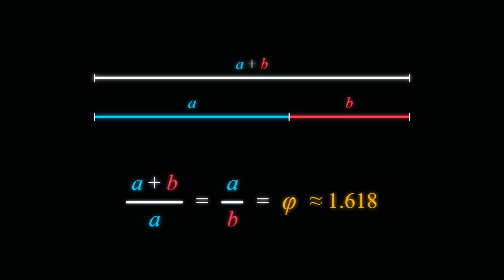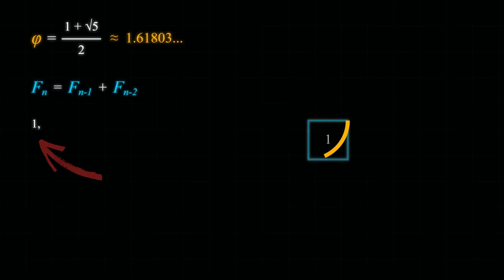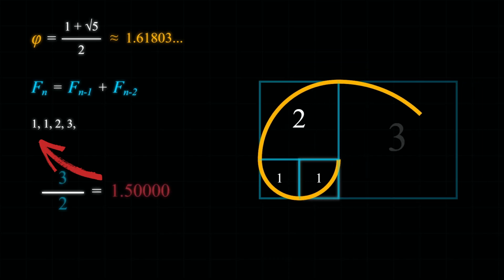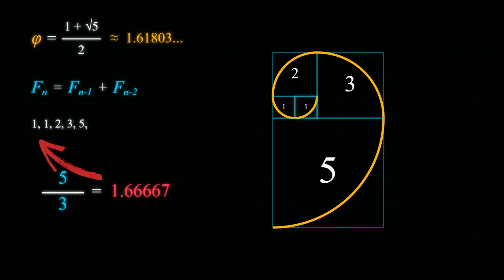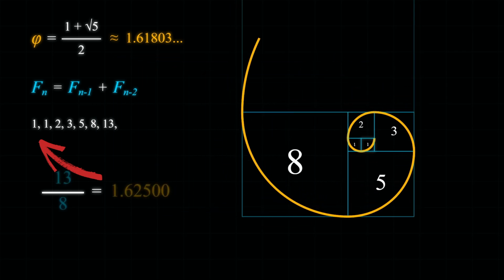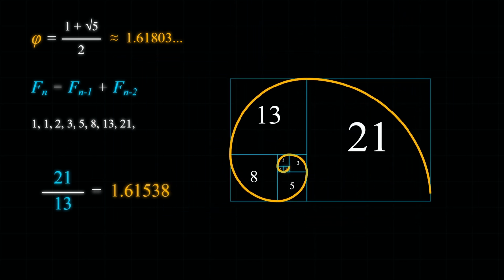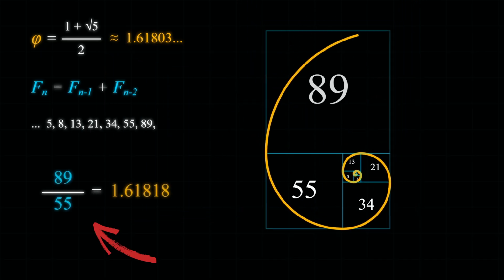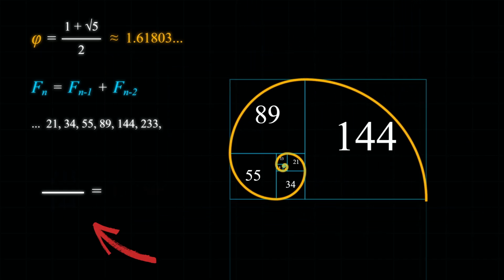But if we want to model it mathematically, the easiest way is to use a simple recursive loop, the Fibonacci sequence. You start with 1, then 1, and just keep adding the last two numbers together. 1, 2, 3, 5, 8, 13, 21, and so on. If you take any number in that sequence and divide it by the one right before it, the result gets closer and closer to phi.